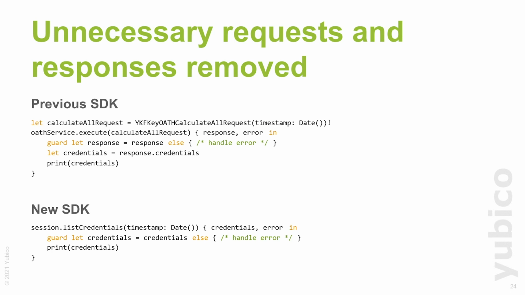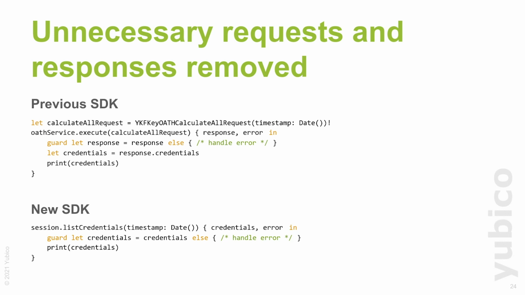We've also removed a lot of unnecessary request and response objects. These objects were used at pretty much every single command sent to the YubiKey. Sometimes they held on to a single variable, as in this sample that we're looking at here. And in some cases, not even that. So you just created an empty request, and then you executed that request on your service, and then you got a response. The same goes for the response objects.